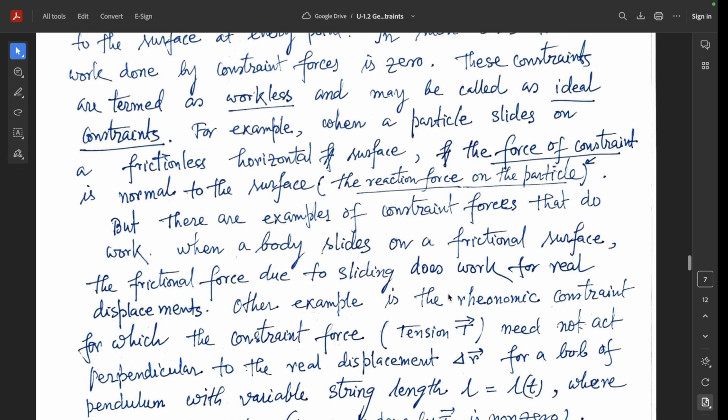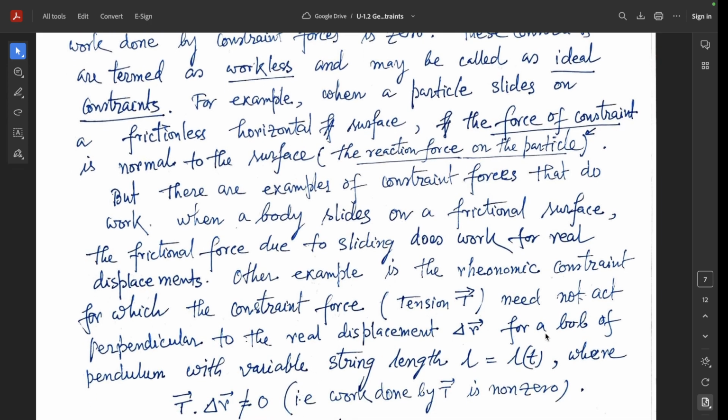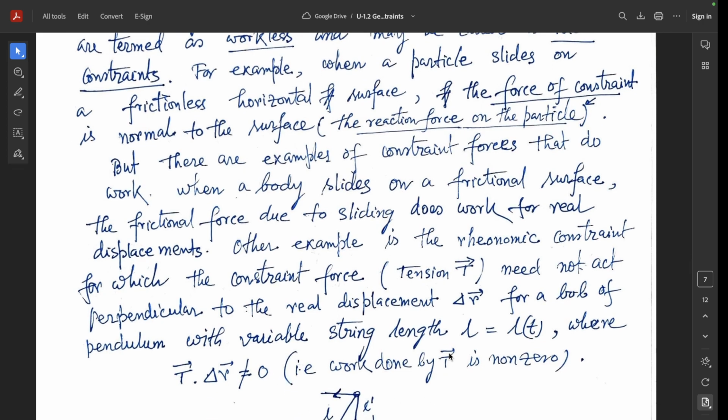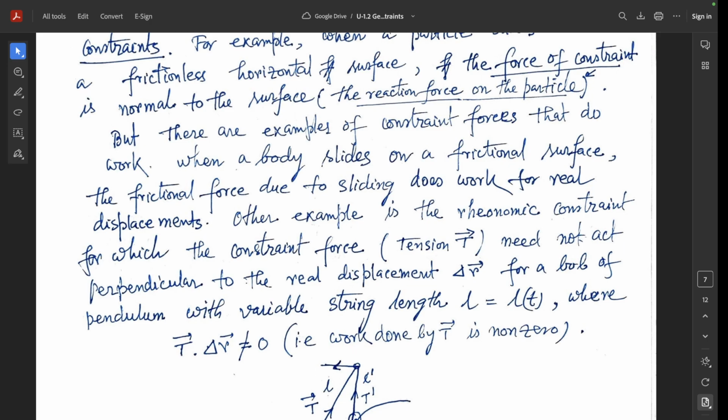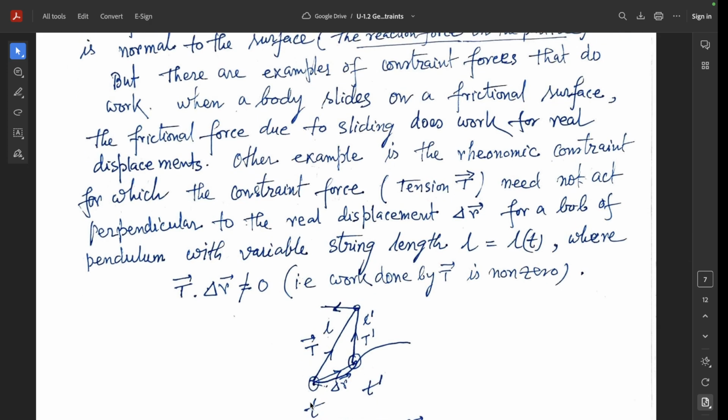Another example is the rheonomic constraint, for which the constraint force, tension T vector, need not act perpendicular to the real displacement delta r vector. For a bob of a pendulum with variable string length L, with L depending on time t, T vector dot delta r is not equal to 0, that is, the work done by T vector is non-zero. This is the variable length L and L dash, this is the point of suspension, and this distance is delta r at time t and time t dash.